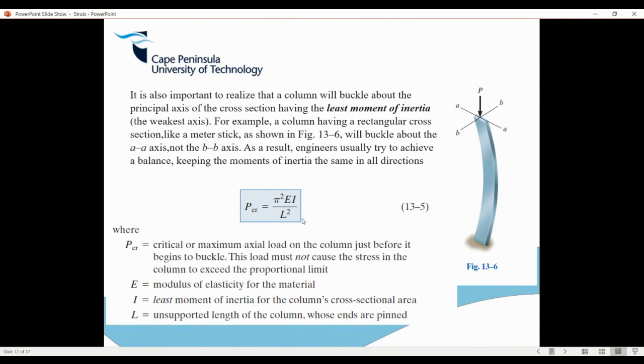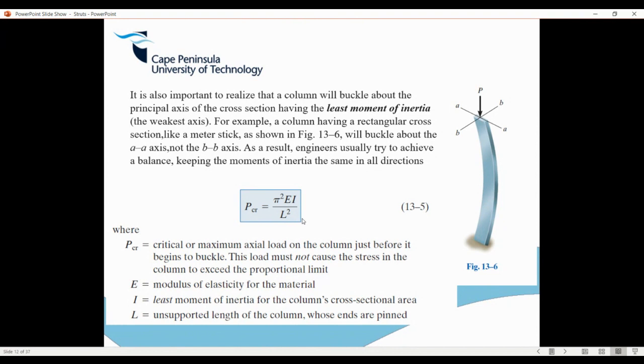It says this load must not cause the stress in the column to exceed the proportional limit. So another thing that's important, and we'll discuss it later on, is that the load can't be higher than your yield stress in essence, because obviously then yielding will occur. So it's operating when it's in the elastic state. This particular formula, which I'll discuss again, has the elastic modulus, there you go. You can compare different structures. Obviously a bigger E will have a bigger buckling load.